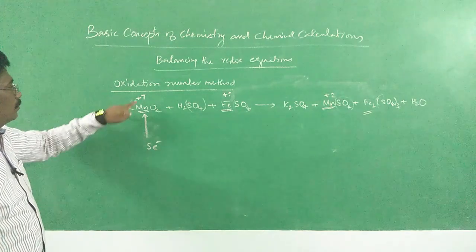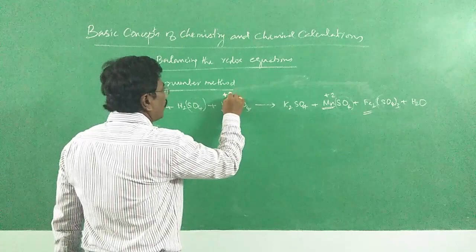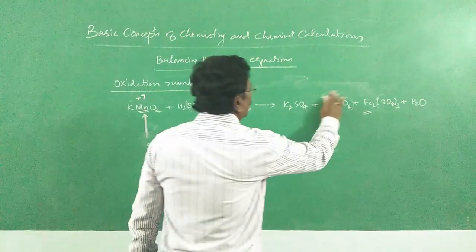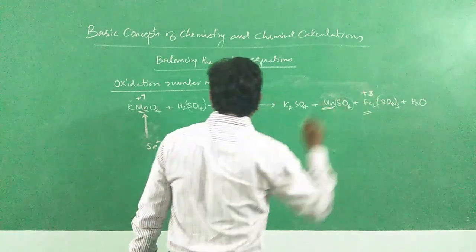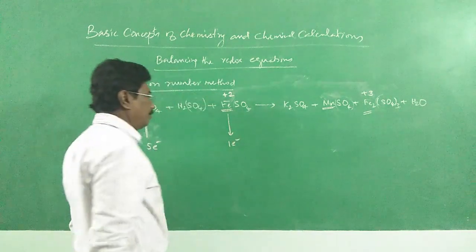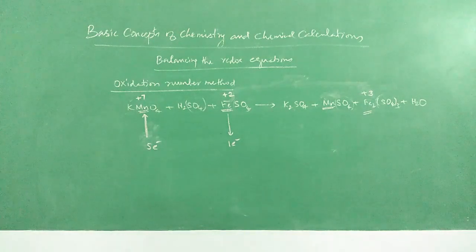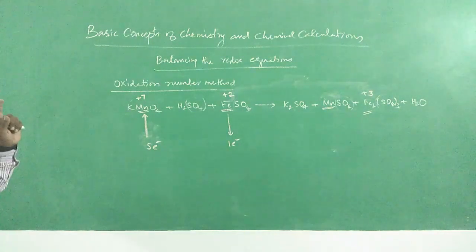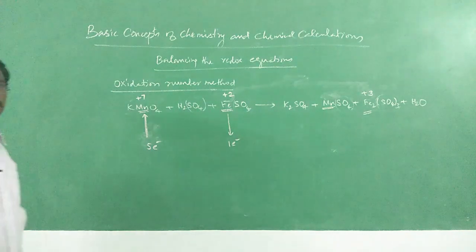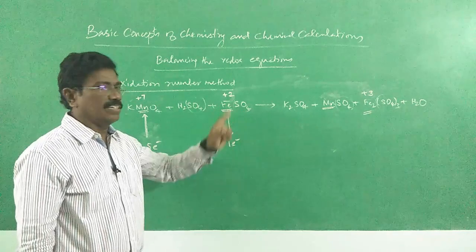5 electrons are gained, so that +7 becomes +2. Here, iron from +2 is converted to +3 by losing an electron. So, 1 electron is lost. To balance the equation, an equal number of electrons should be lost and gained. That is a redox reaction. In a redox reaction, an equal number of electrons should be lost and gained.